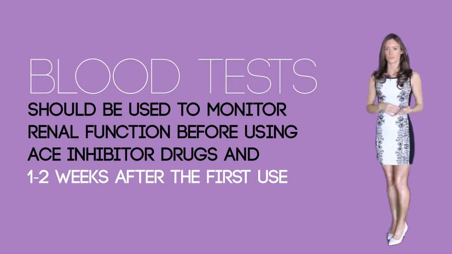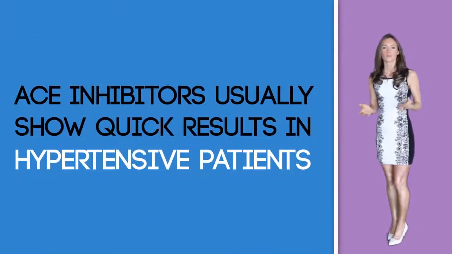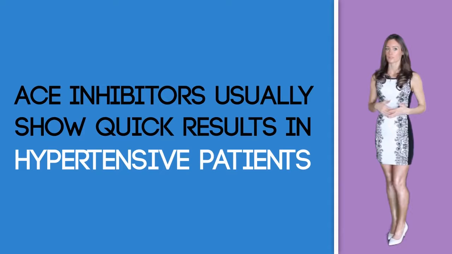For managing blood pressure, ACE inhibitors are meant for long-term use, even if the blood pressure is under control. Stopping the medication can be a health risk. Blood tests should be used to monitor renal function before using ACE inhibitors, and it also should be monitored 1 to 2 weeks after the first use. ACE inhibitors usually show quick results in hypertensive patients. However, for the treatment of heart failure, it can take weeks to months to see any improvement.